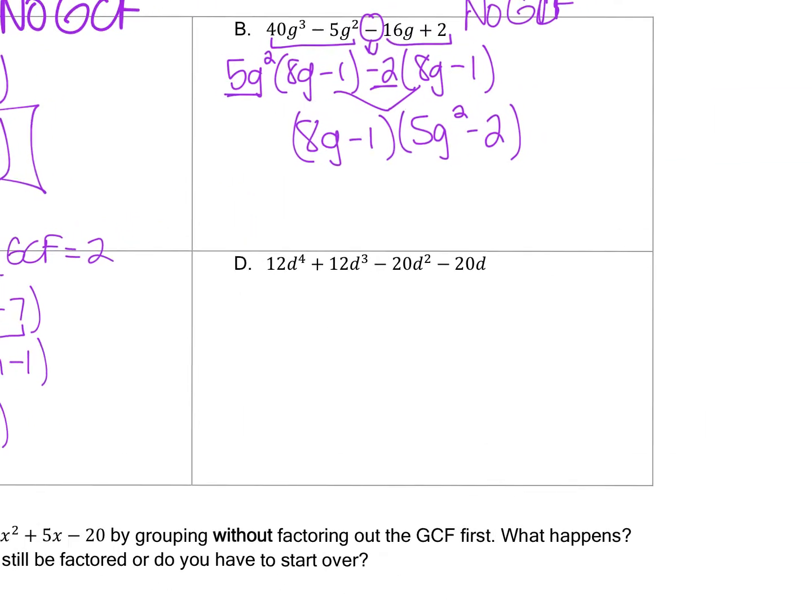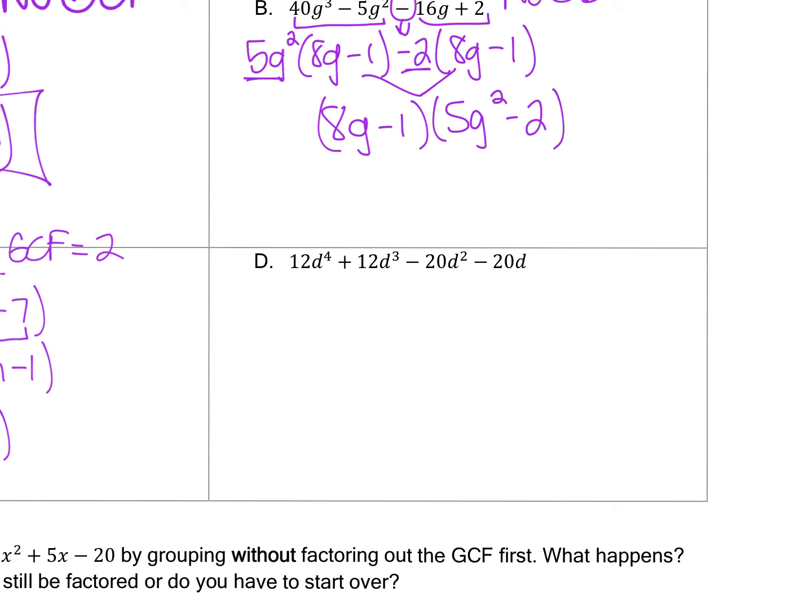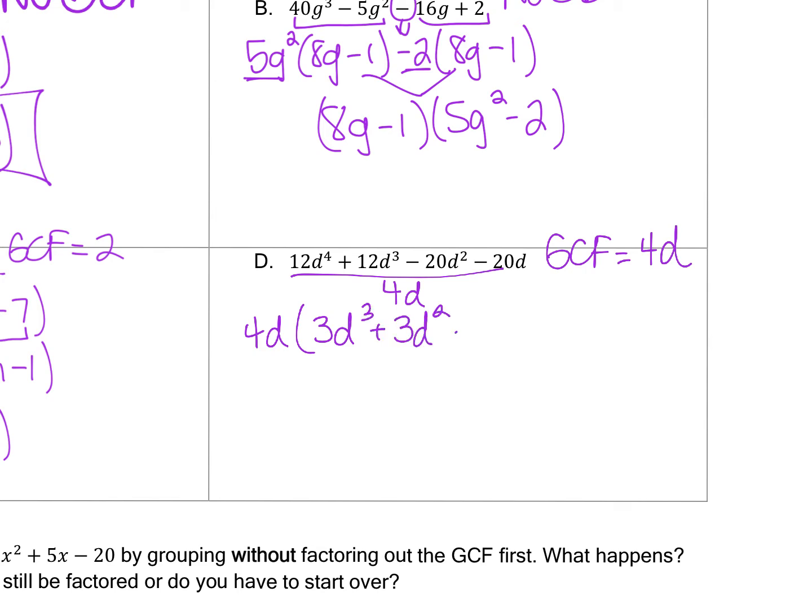Okay, let's take a look at another one. Let's see if they have a GCF. Looks like they do. The greatest common factor would be 4, but also notice they all have a D in common. So I'm going to start out with dividing all of them by 4D. I'm going to write my GCF out. That leaves me with 3D cubed plus 3D squared minus 5D minus 5.